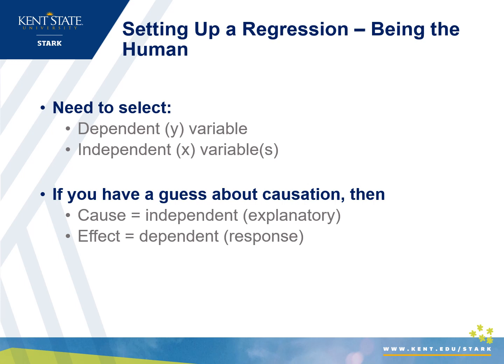Here, there are two possibilities. One is that you don't really have a clue about causation and don't really care about it. In that case, just assign one variable as dependent, the other as independent, and be done with it. However, in a business context, this is rarely the case. Instead, what you have in mind is some kind of causal story, or at least a story about prediction. In these cases, you'll want the cause to be the independent variable, also called the explanatory variable, and you'll want the effect to be the dependent variable, also called the response variable.